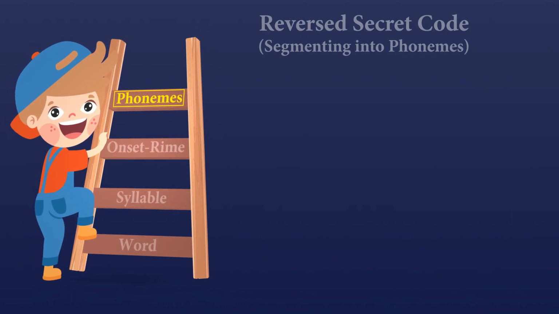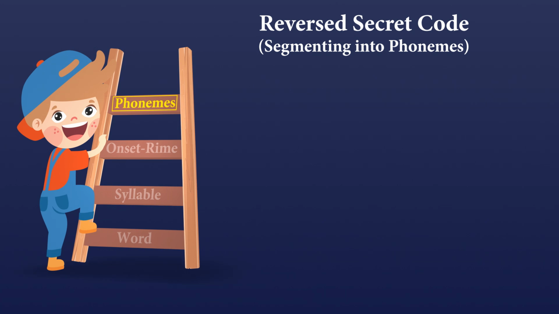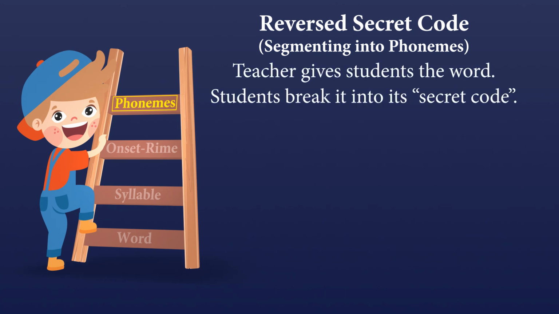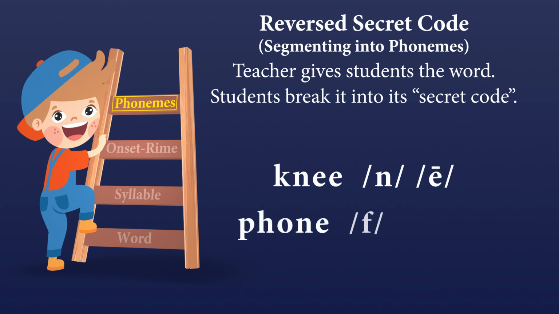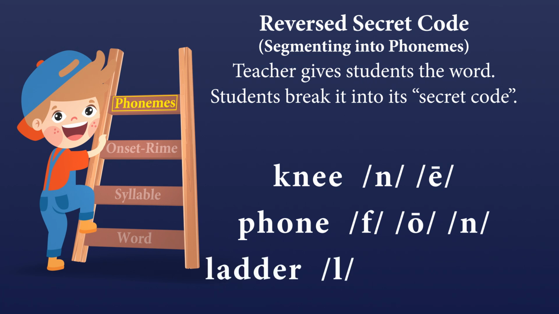This is another opportunity to play reversed secret code. I'm going to give you a word, and you figure out what the secret code would be. The word is knee. N, e. Good. Next word is phone. F, o, n. The last word is ladder. L, a, d, er. Of the 6 skills within phonemic awareness, blending and segmenting are the most important in learning to read.